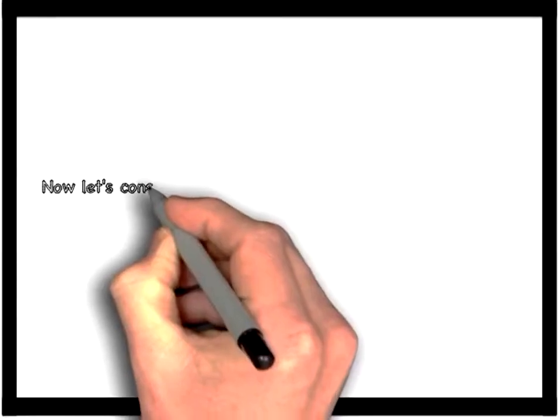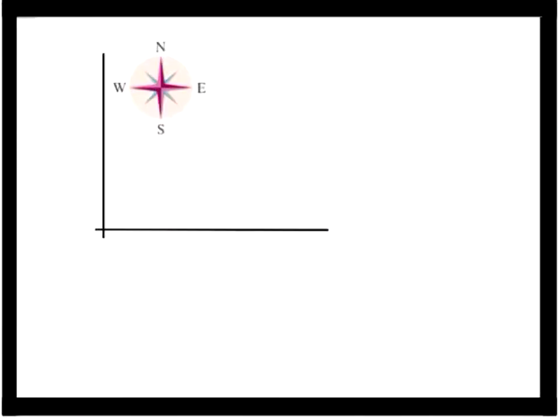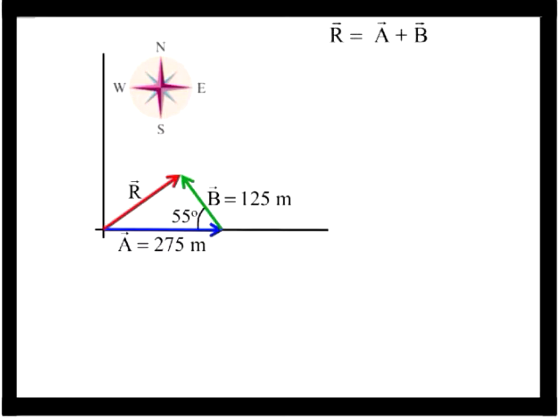Now consider the case where we want to add two vectors, but they are not perpendicular to each other. We can't use the Pythagorean theorem to calculate the resultant. Consider the example where a car first moves with a displacement vector A that equals 275 meters due east, and then with a displacement vector B that is 125 meters directed at 55 degrees north of west. If vectors A and B are drawn tail to head, then the resultant vector r is drawn from the tail of the first vector to the head of the last one. The following vector equation is still correct, that vector r is equal to vector a plus vector b.